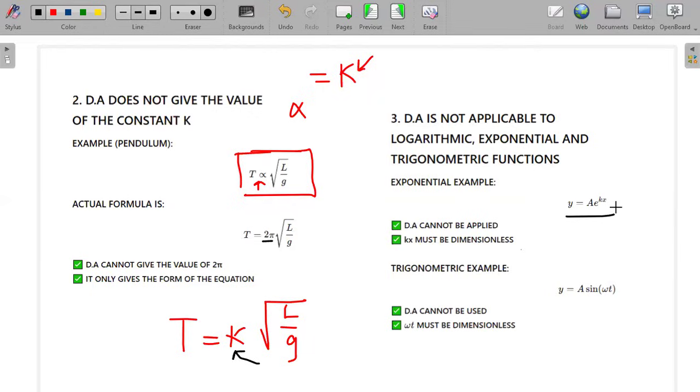It must be dimensionless. Okay, the kx there. That's what this means. But using dimensional analysis, we fail to derive the relationship there. So that was the third limitation. And even this one here, you can see there's a trigonometric ratio there. So we cannot use dimensional analysis to derive such equations.